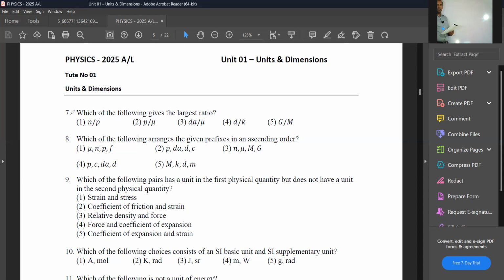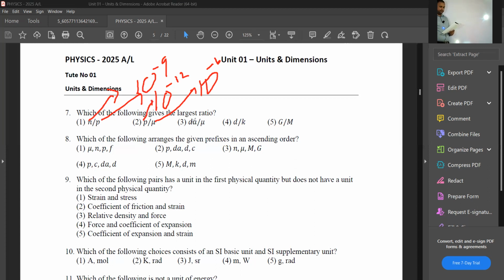The first one. Here N. So what is the value of N? N is equal to 10 to the power minus 9. P is equal to pico. Pico is equal to 10 to the power minus 12. Then there is micro. Micro is equal to 10 to the power minus 6. I have it in that one.